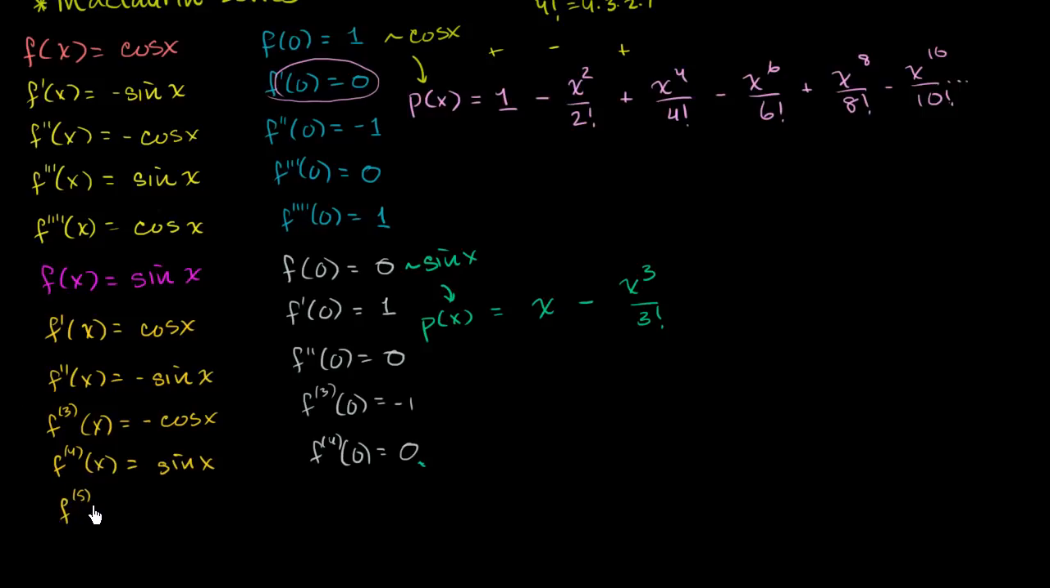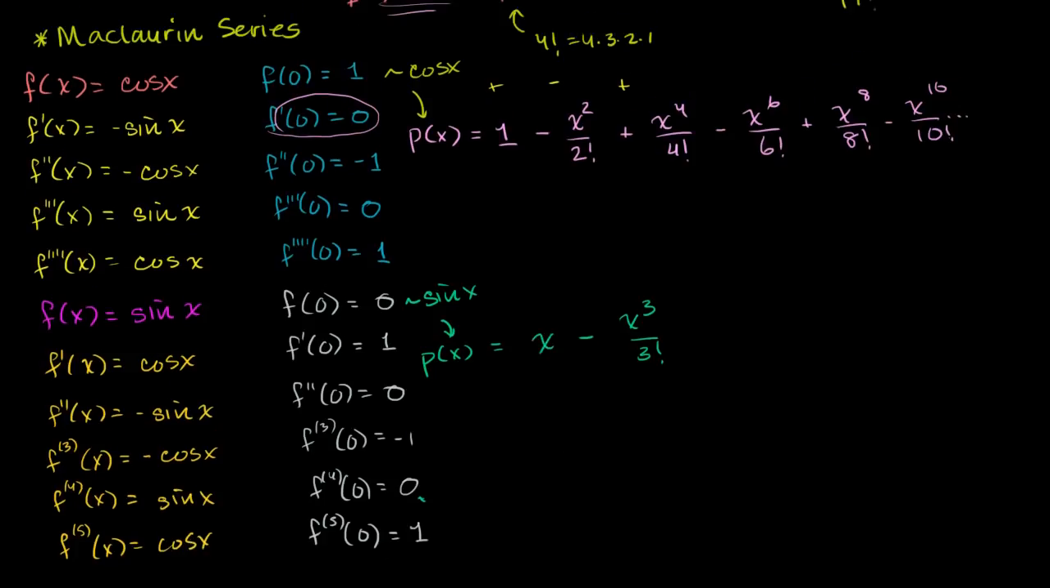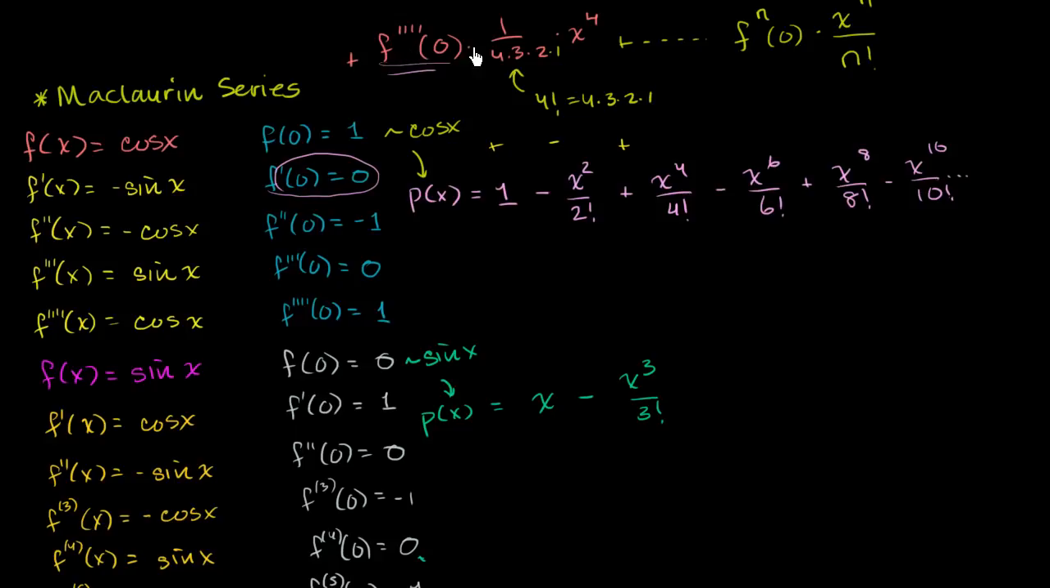The fifth derivative of sine of x is going to be cosine of x again. The fifth derivative, let me do it in that same color just so it's consistent, evaluated at 0 is going to be 1. So the fourth derivative evaluated at 0 is 0. Then you go to the fifth derivative evaluated at 0, which is going to be positive 1. And if I kept doing this, it would be positive 1 times, I have to write the 1 as a coefficient, times x to the fifth over 5 factorial.